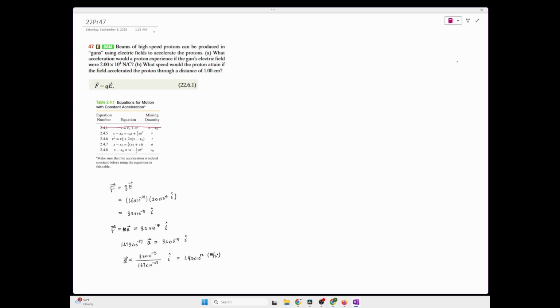And any of the equations that has t in it would not apply because for the problem, we do not have any information for the time of travel. And that will leave us with just one equation that we can use.